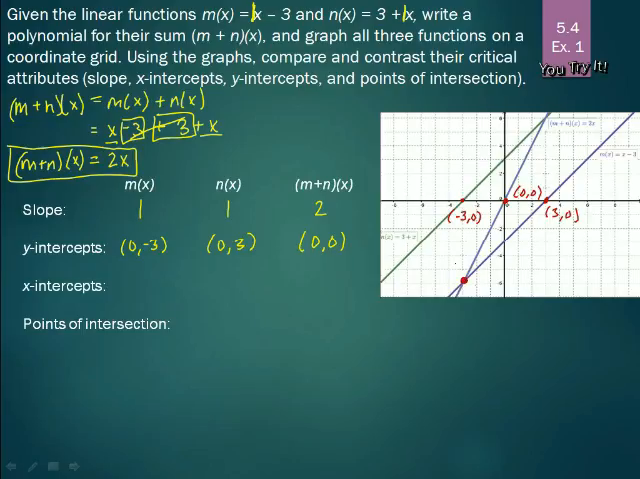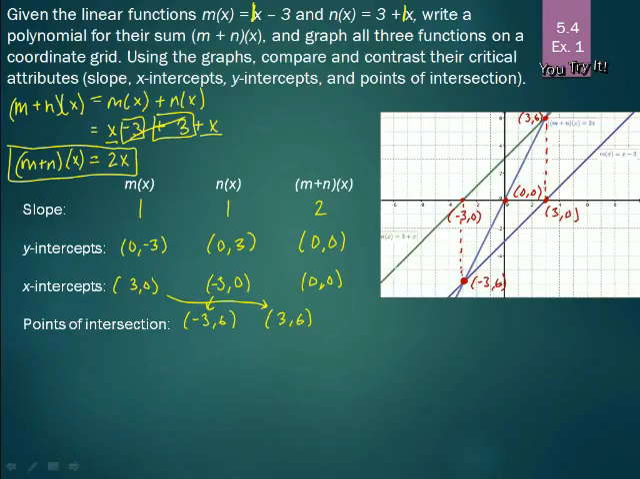And so we see here that at the x-intercept, we do have an intersection with the other two lines. And then at the other x-intercept at 3, 0, we see that the other two lines do intersect. And so that is a property of these two functions being added together. We'll just go ahead and fill this in over here. And again, just noting that the x-intercepts each have a point of intersection at the same x value.